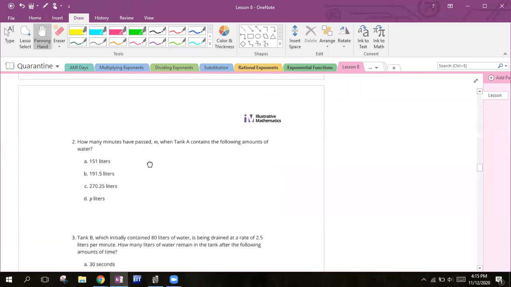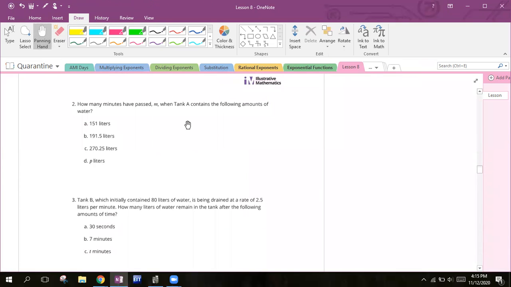Okay, there's one more. We're still dealing with that same tank, but now it wants to know how many minutes have passed, M, when tank A contains the following amount of water, okay? So since it wants to know how many minutes, we're trying to solve for M.